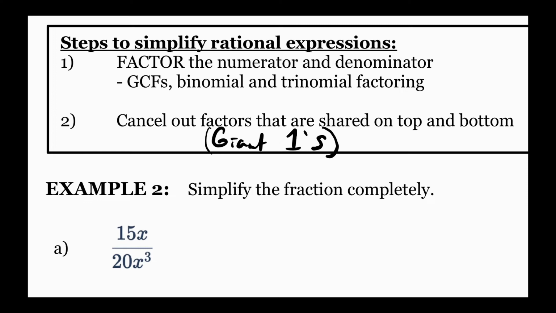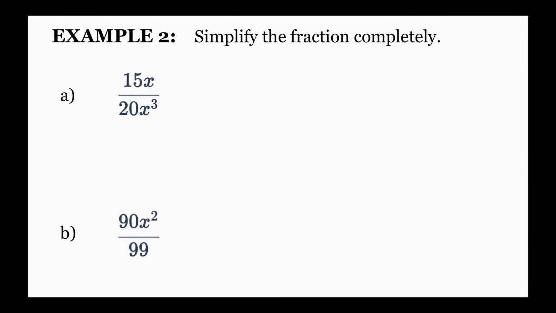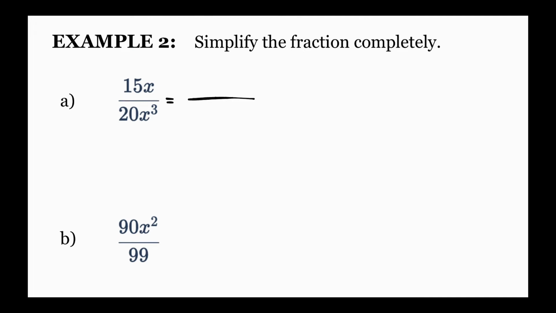All right. So the first one that we're going to see is letter A. It looks kind of like what you did on number 1, A and B, but it's got some X's, right? So let's take a look at it. Don't worry about the X's yet. Let's just do 15 and 20. What do 15 and 20 have in common? So let's rewrite them. To make 15, I need a 5 and a 3. To make 20, I also need a 5, but I need a 4. Giant 1s? 5. 5 divided by 5 makes a 1, right?